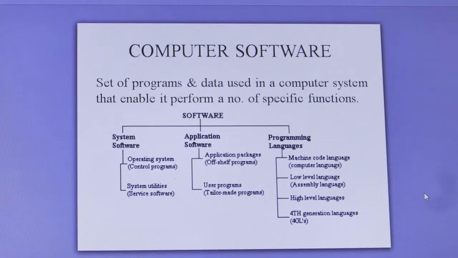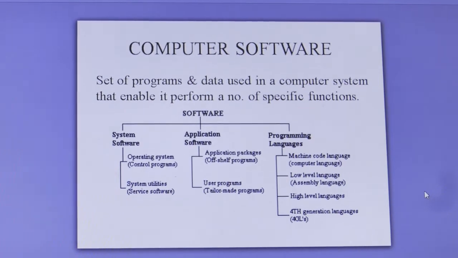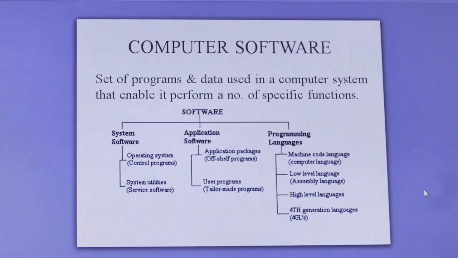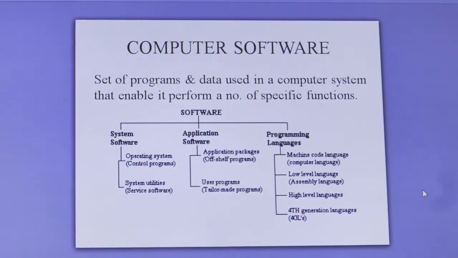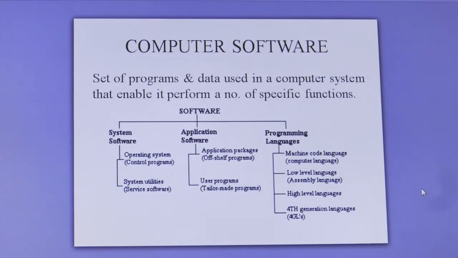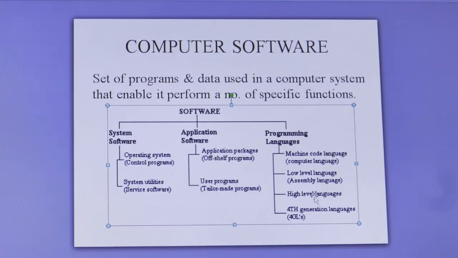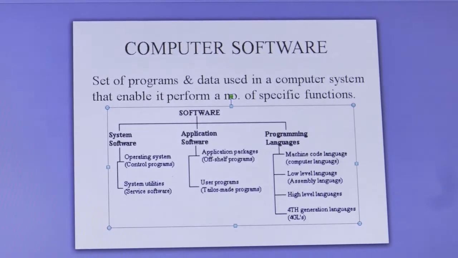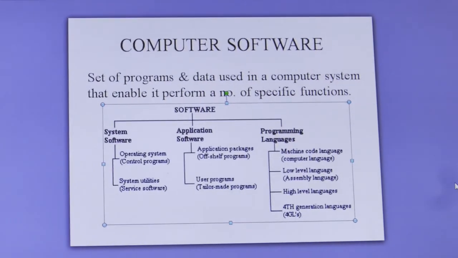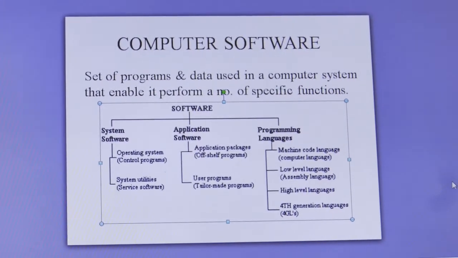The other part is on computer software. You can define it as a set of programs or data used in a computer system that enable it to perform a number of specific functions. You have some divisions of this computer software. It's divided into three. We have system software, application software, and programming languages.